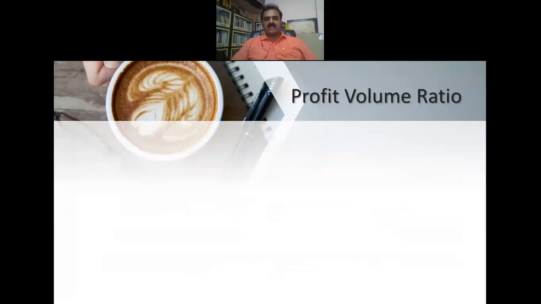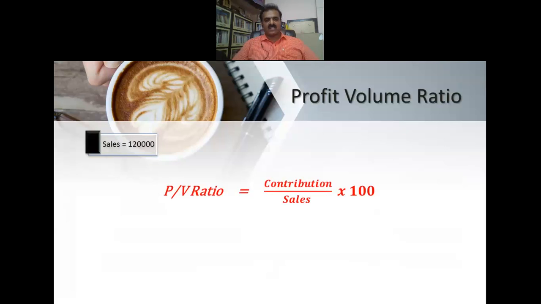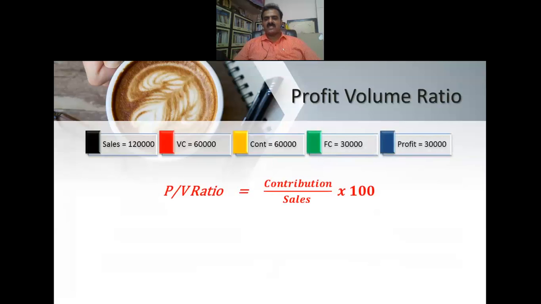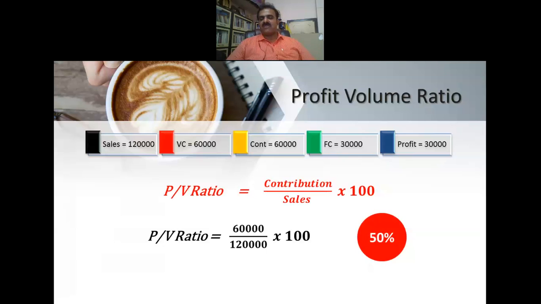So to calculate the PV ratio, the formula being contribution divided by sales into 100, you know that the sales is given as 1,20,000, variable cost is given as 60,000, therefore the contribution is 60,000, and after deducting the fixed cost, there is a profit of 30,000 rupees. By substituting these values in the formula, contribution of 60,000 divided by sales of 1,20,000 multiplied by 100, you will get a PV ratio of 50%. So this is how you need to calculate PV ratio. This 50% can be expressed as 0.5 also.